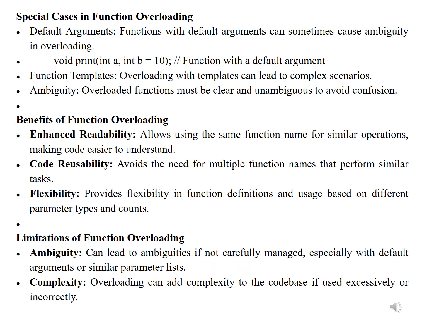Special cases in function overloading. Default argument: functions with default arguments can sometimes cause ambiguity in overloading. Void print, open bracket, integer a comma integer b equal to 10, is a function with a default argument. Function templates: overloading with templates can lead to complex scenarios. Ambiguity: overloaded functions must be clear and unambiguous to avoid confusion.